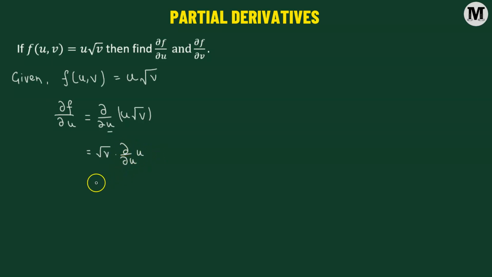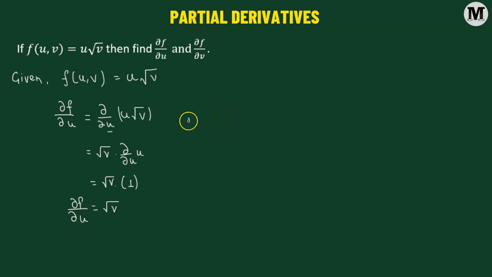So square root of v will get simply multiplied to partial with respect to u of u. Now this is a simple derivative. We can use the derivative rules for an ordinary derivative. So partial of u with respect to u, that's only going to be equal to 1. So that means our final value is going to be square root of v. That's the partial derivative of function f with respect to u.